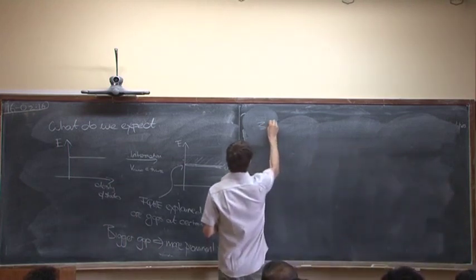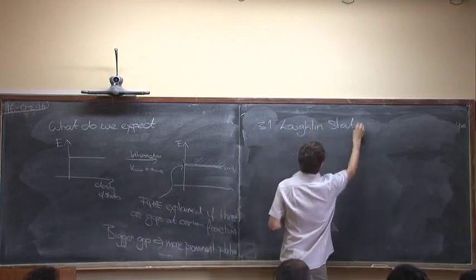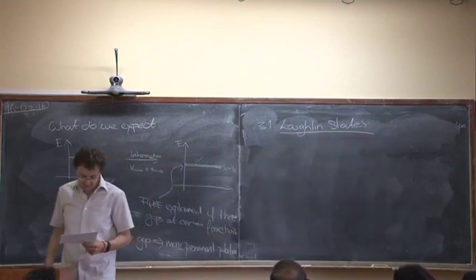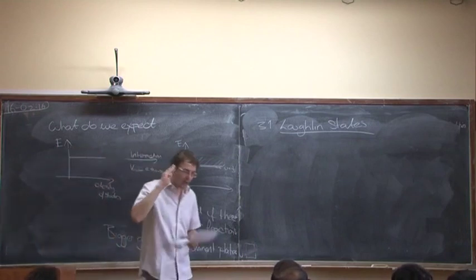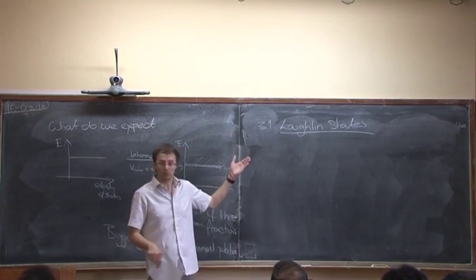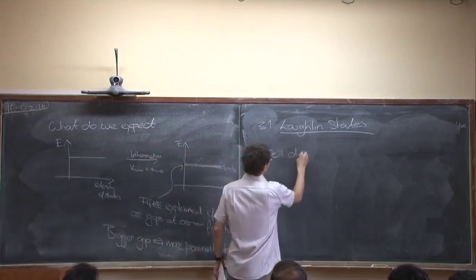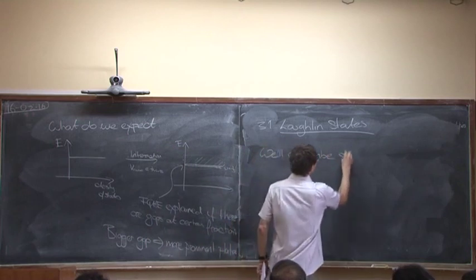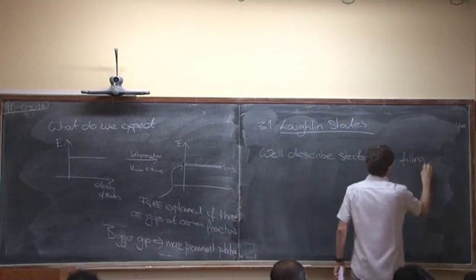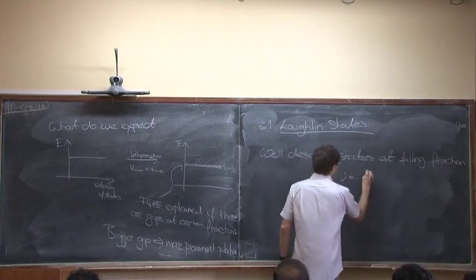So what are we going to do? I'm going to start by telling you about the work of Laughlin. There's been a lot of work on this, but it's fair to say this is the single most important step in understanding the fractional quantum Hall effect, and it's what Laughlin wanted to know. So Laughlin described, and we follow him, states at filling fraction mu equal to 1 over m.